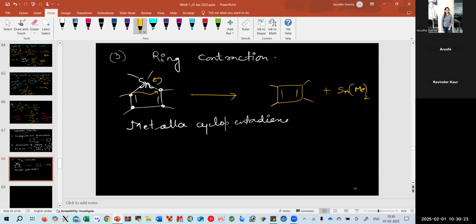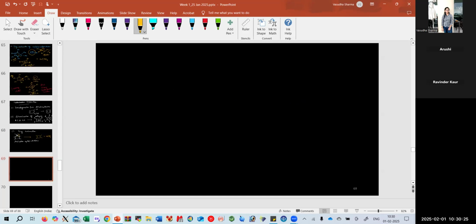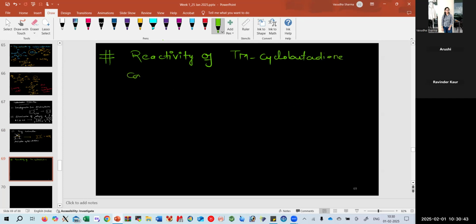If not, then we can move ahead with the reactivity part. So, reactivity of transition metal cyclobutadiene complexes.